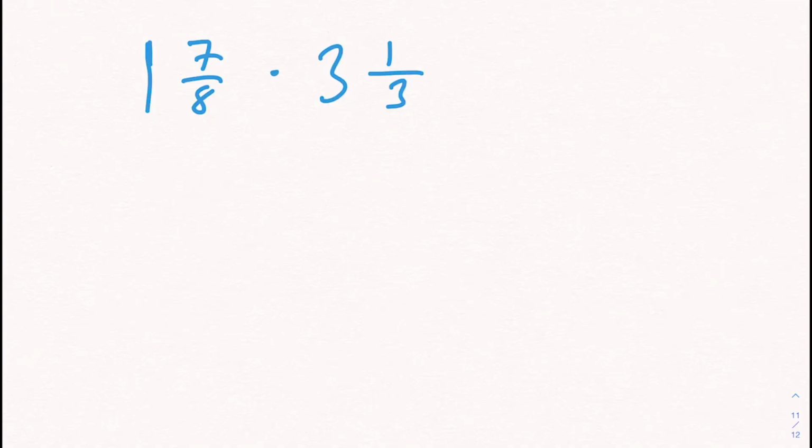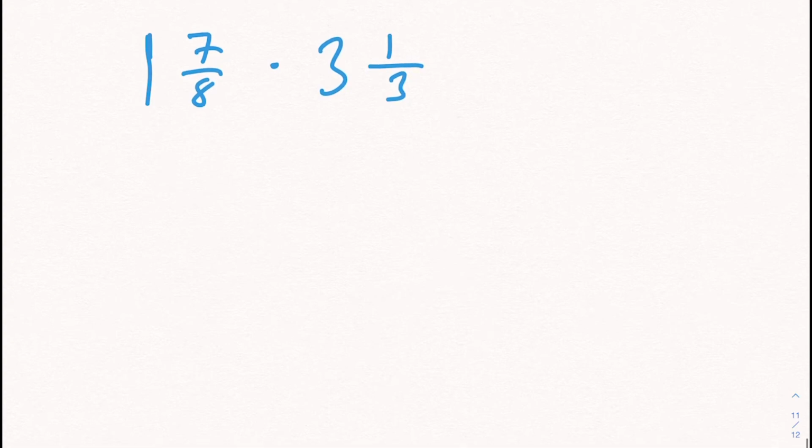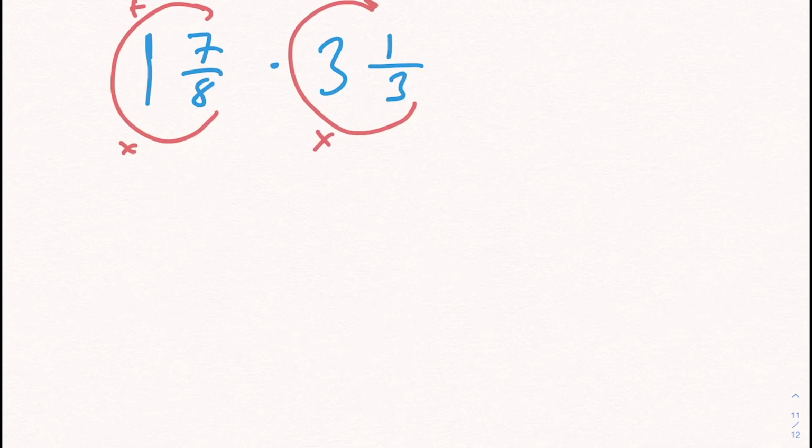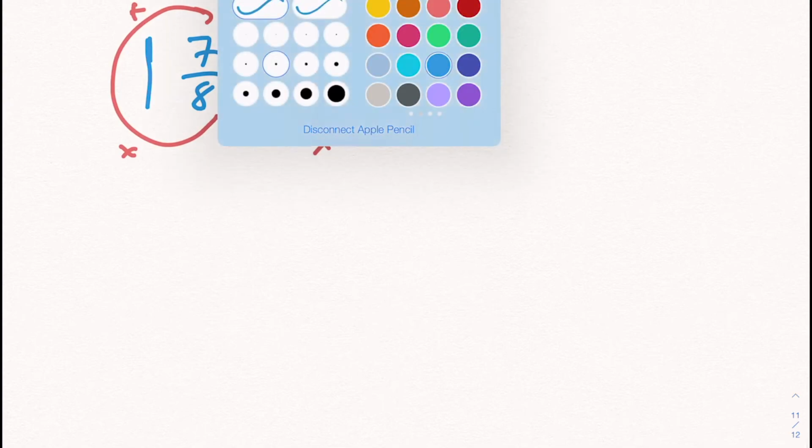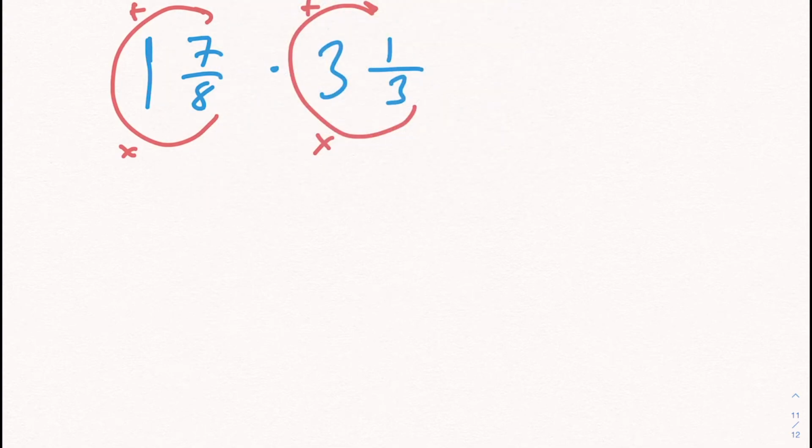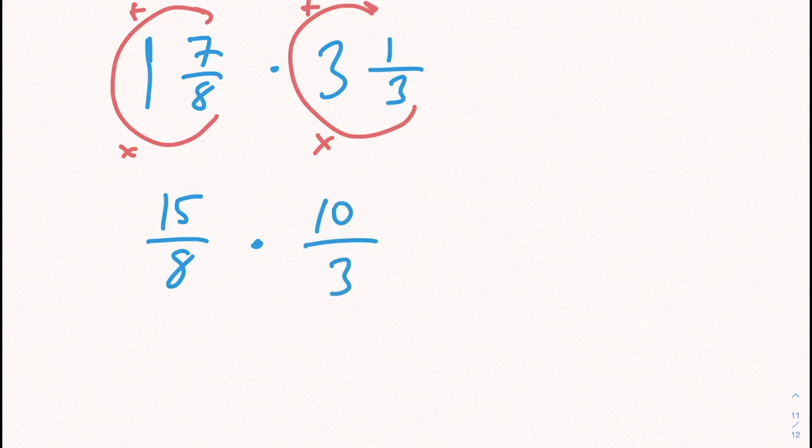Okay, let's try another one here. Now I'm changing it up a bit, but not really that much. I just have 2 mixed numbers multiplied by each other. So not a problem. We're just going to have to change both of these into common fractions. So going this way, times, plus, right? So 8 times 1 is 8, plus 7 is 15, and the denominator always stays the same. Times 3 times 3 is 9, plus 1 is 10, and the denominator stays the same.